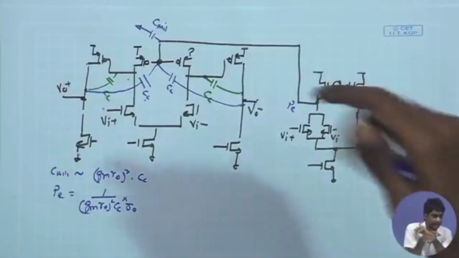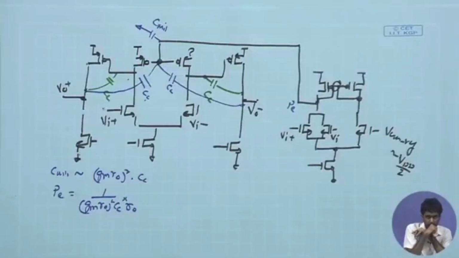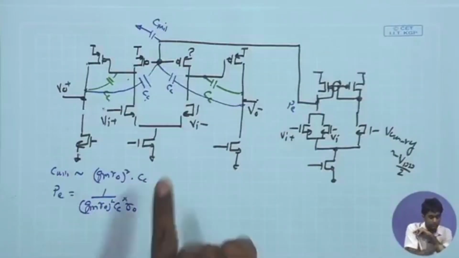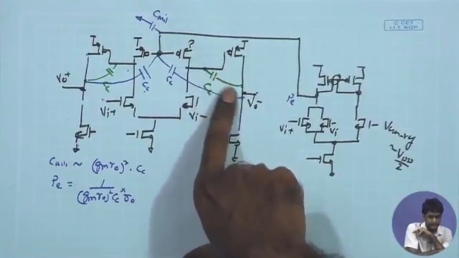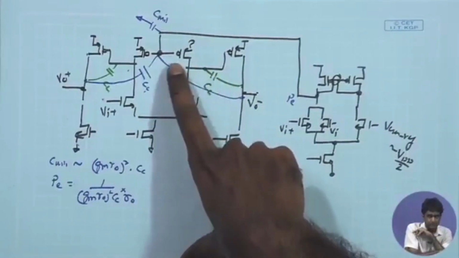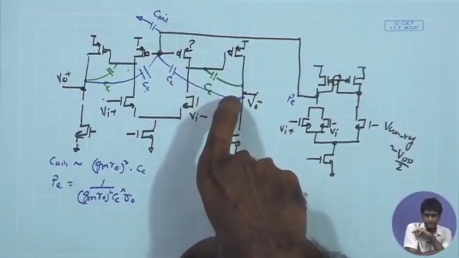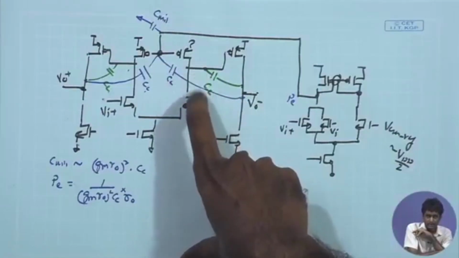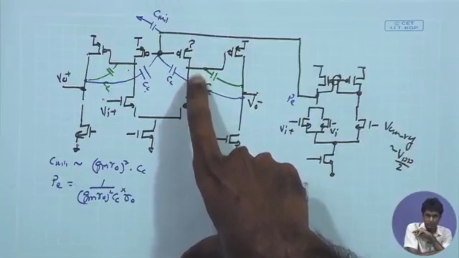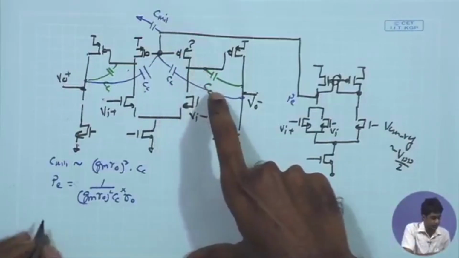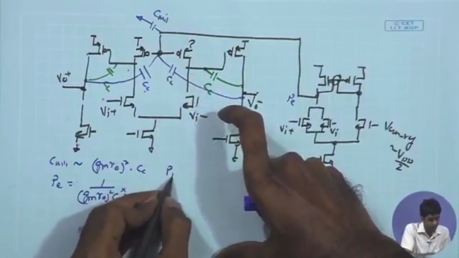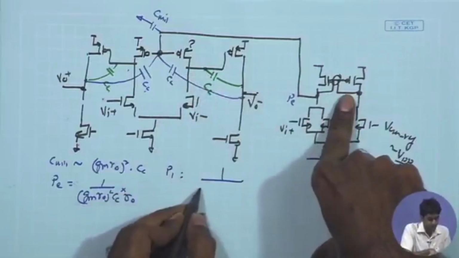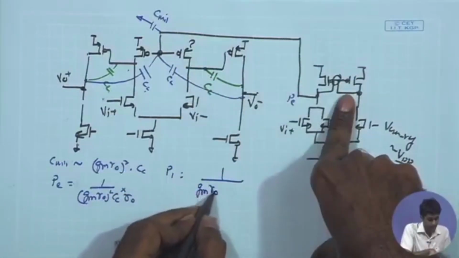But in this case, if I look at the overall common mode loop, this Cc is still going to come into picture between the output of the first stage and the output of the second stage, which is again going to have a Miller multiplication. As a result, this is also going to be another pole over here, which I can call P1, which is going to be given by Gm Ro times Cc.